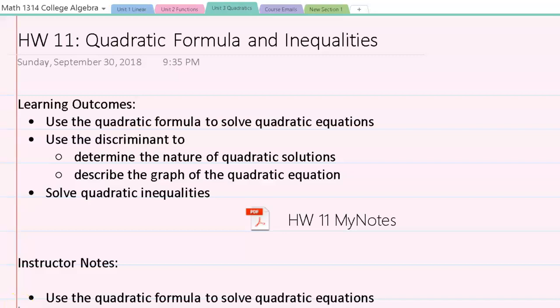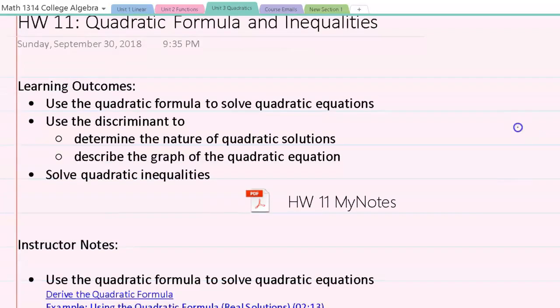This video will introduce the topic of the quadratic formula, and the learning outcomes for this topic are to use the quadratic formula to solve quadratic equations, and to use the discriminant of quadratic equations to determine the nature of its solutions as well as its graph.